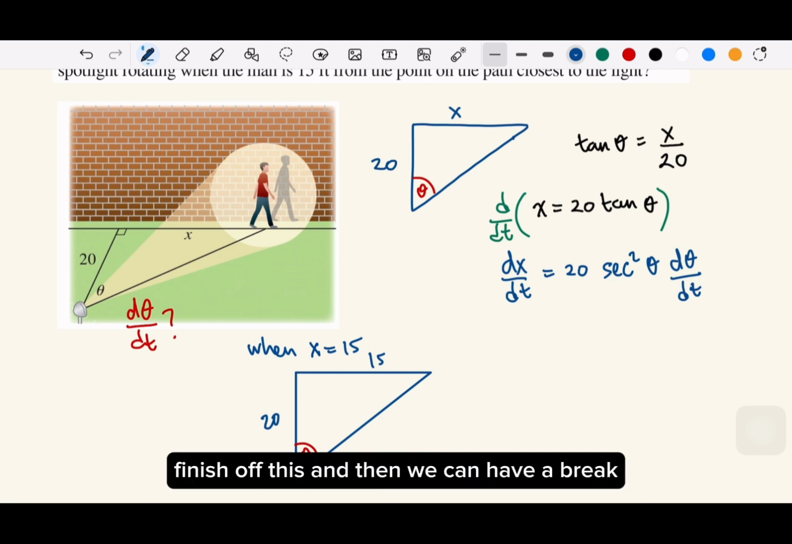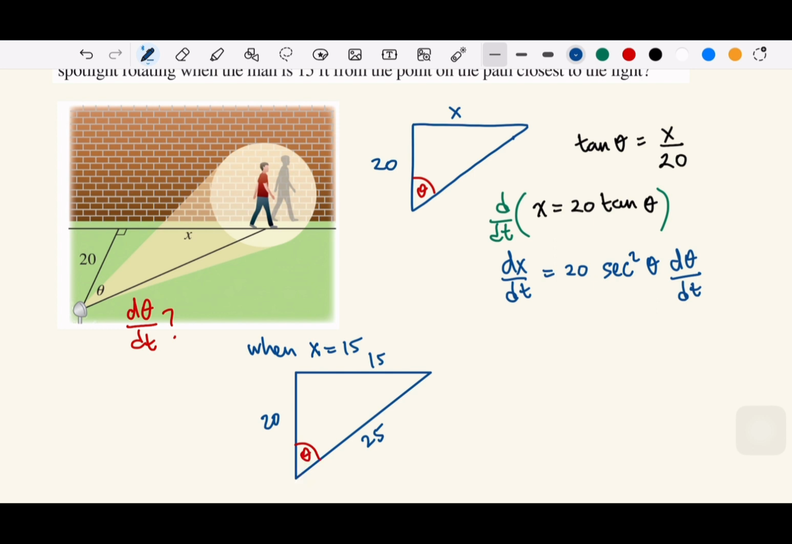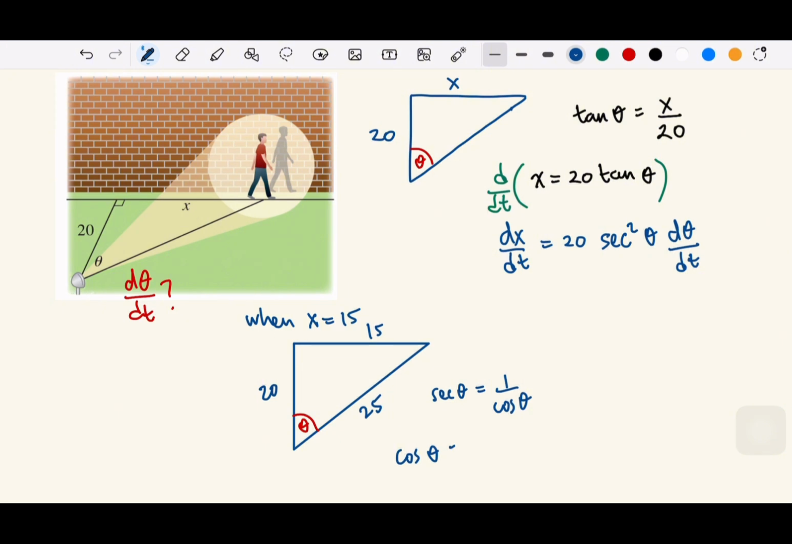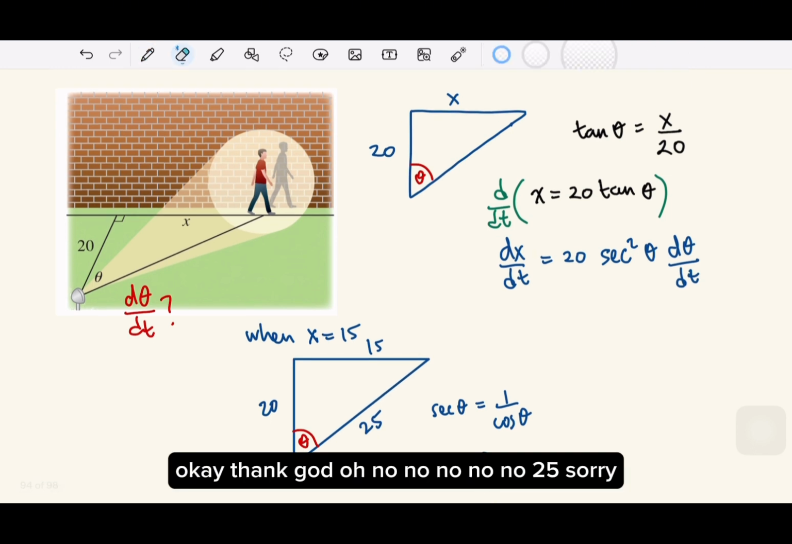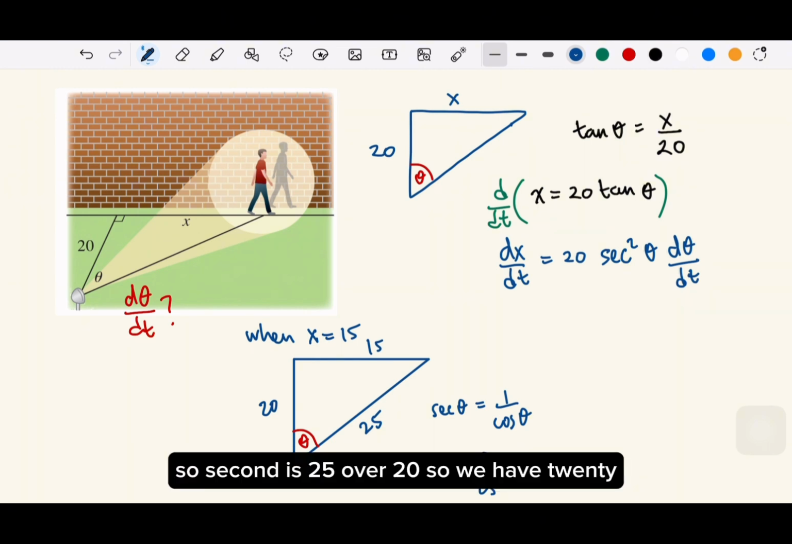Let me finish off this and then we can have a break. So we have 400, and so this will be 625, so 25, right? Okay, with Pythagorean it is 25, which means that the secant is 1 over cosine, right? Cosine is 20 over 15. Is it correct or no? Oh no, 25, sorry. So secant is 25 over 20.